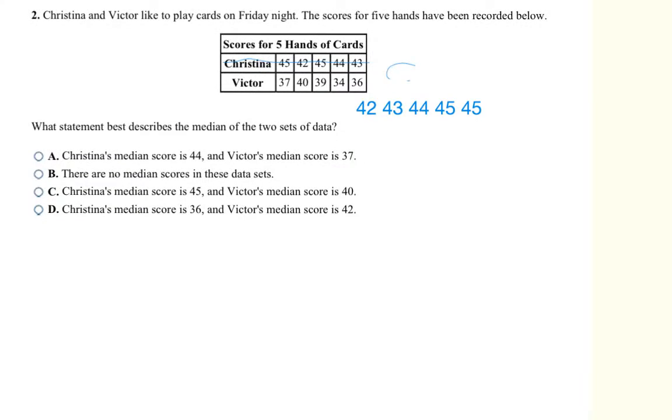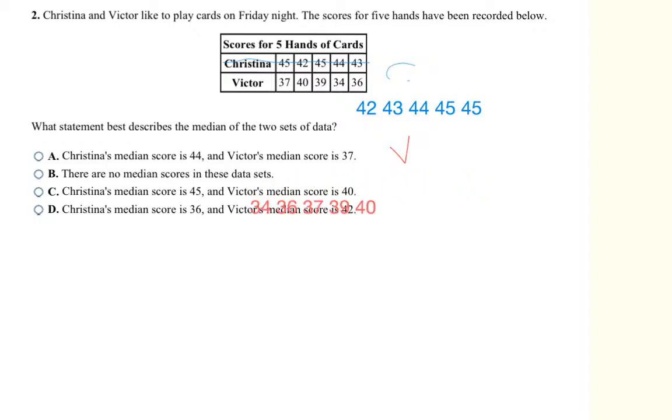And when I do that, it looks like this. And I always like to double check that I have the same number of numbers that I started with and ended with. So here there's 5 numbers and I have 5 numbers. So I didn't miss any when I was putting them in order. And then I'm going to do the same thing for Victor.